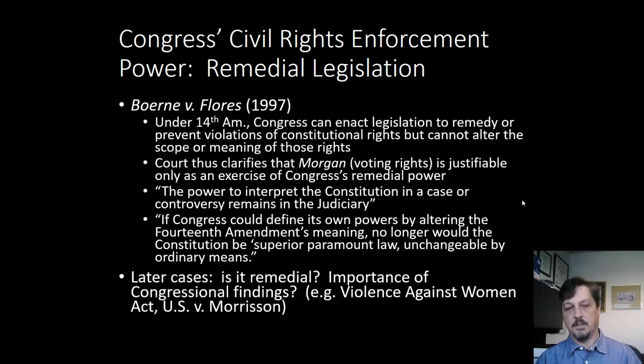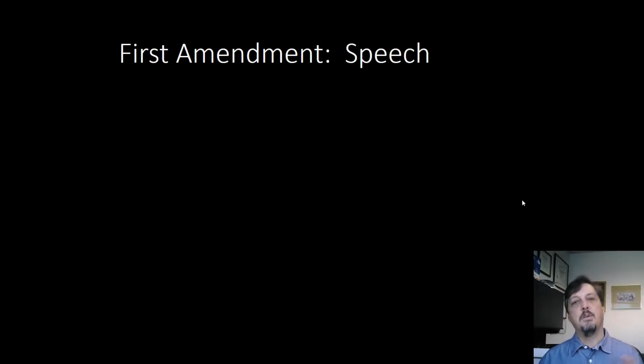And we looked at the Violence Against Women Act case, and we looked at the question of congressional findings and how this relates to whether the statute is in fact remedial or interpretive. We then kind of briefly looked at First Amendment issues, and as I've mentioned, I don't expect you to have a thorough grasp on this, just some general principles and maybe spot an issue.